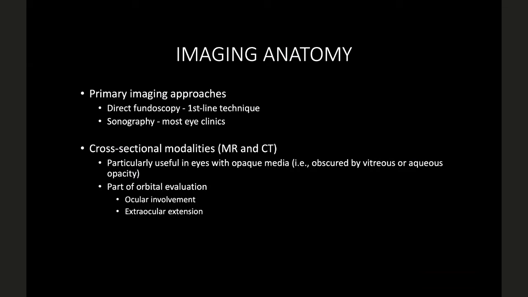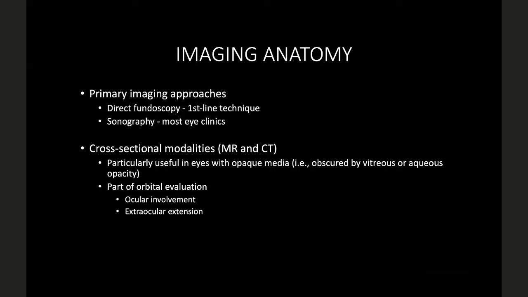After they do this and they come up with an idea, they still sometimes need extra help. That's when they ask for all these cross-sectional modalities where the radiologist steps in, and they are mainly MR and CT. So when do we get this is a question, right? Whenever they think that they are not able to see through the pupil of the eye because it's just opaque, because either something is wrong with the vitreous or the aqueous, if it's opaque, they cannot see through. So then they need somebody else to help them. And that's where the MR and CTs come into play.